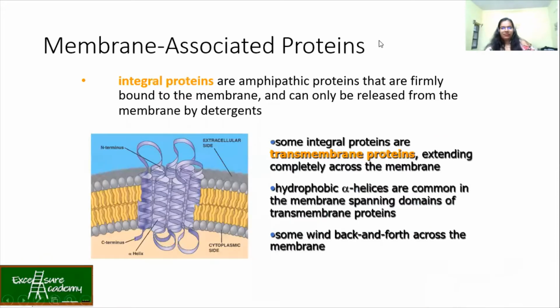Next. So we know that these are the integral proteins, which are passing through the phospholipid layer again and again. You can see that over here there are many. So you can see 1, 2, 3, 4, 5, 6, 7. So 7 times this protein has passed, so it becomes a transmembrane protein. Some integral membrane proteins extend completely across the membrane. They are the hydrophobic alpha helices.